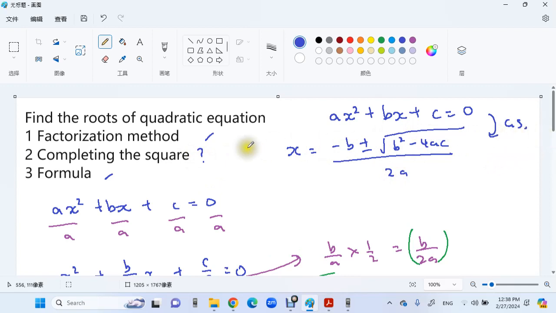So we will never use completing the square to find the roots of a quadratic equation, unless in the exam the question says use completing the square to find the roots, then we have to use completing the square. Otherwise, we do the factorization. If we cannot do factorization, then we use the formula. We will never use completing the square.